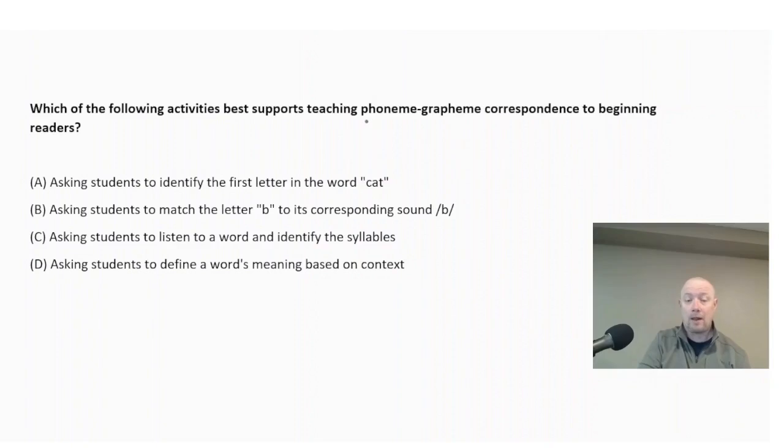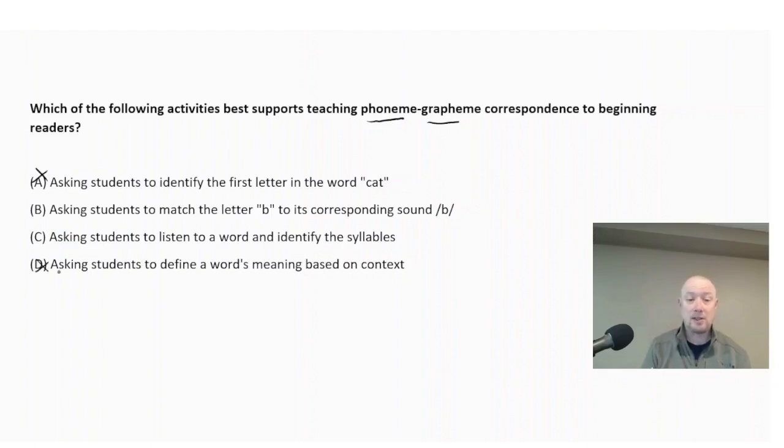All right, so we want to think about listening. So phoneme would be the activity of listening for a student, and grapheme would be writing. So we want to eliminate any choices that don't combine listening and writing. So when I say choice A, asking students to identify the first letter in the word cat, there's no listening involved there, so I'm going to eliminate choice A. Choice D, asking students to define a word's meaning based on context, well, that would be more of reading, so I'm going to eliminate choice D. We don't have listening and writing.